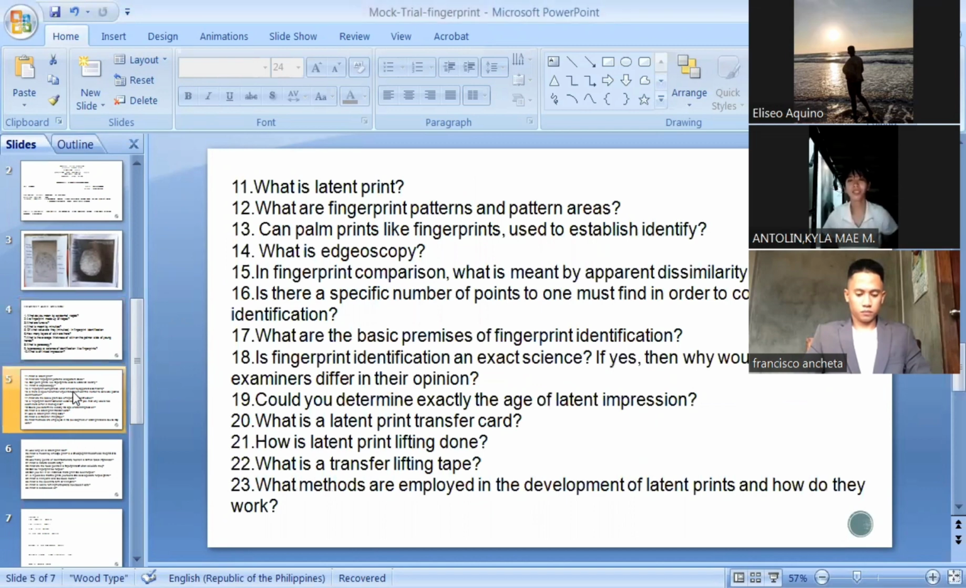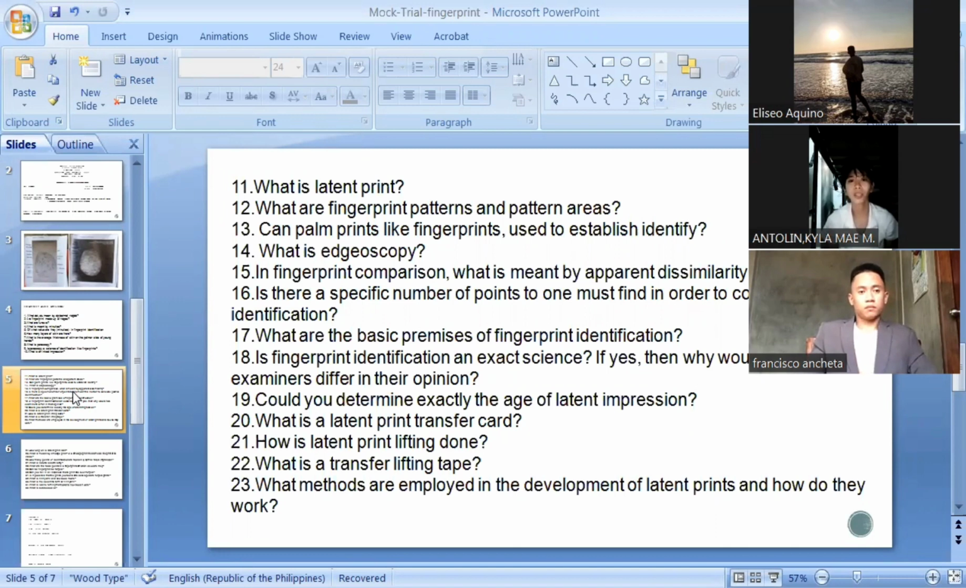What is latent print? Latent prints are an important source of evidence in forensic investigation as they can link individuals to crime scenes, objects, or other places of evidence.